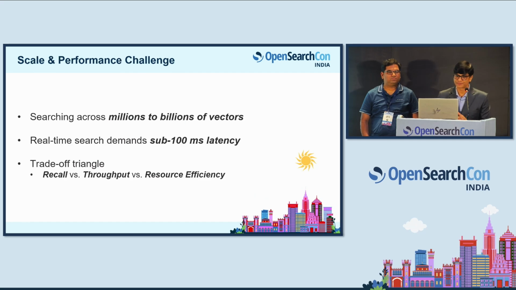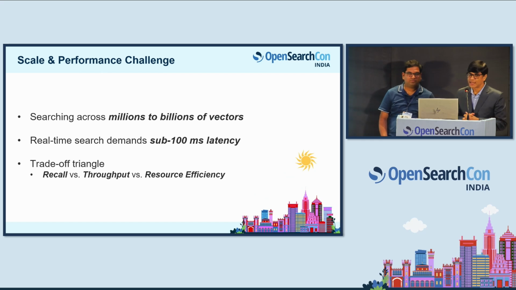Moving forward. Now, we are going to talk about the scale and performance challenge. A vector database as a solution is there, certainly, but I would not say that it doesn't come with performance and scale challenges. It does come, right?